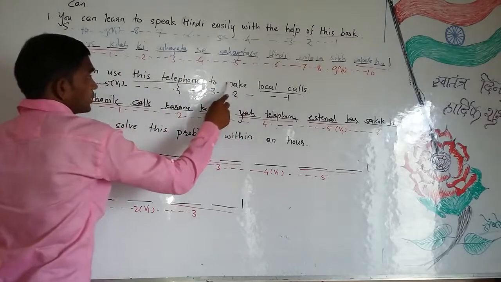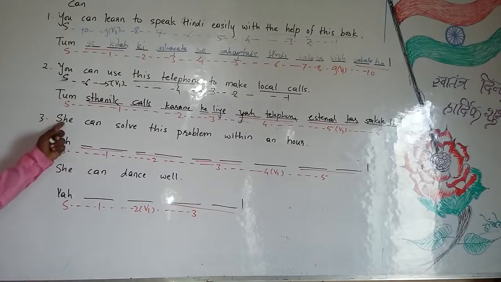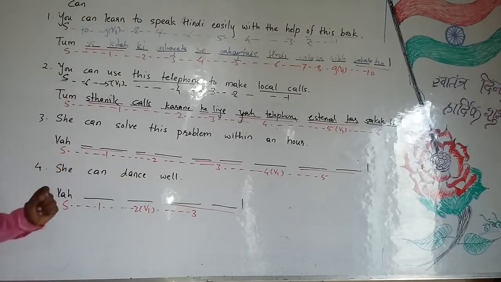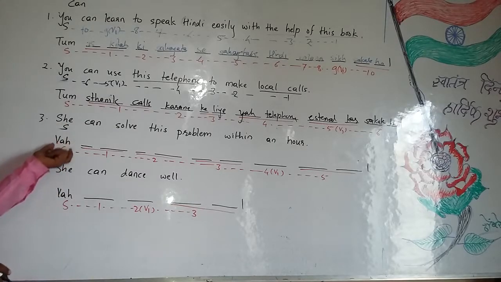The next sentence is she can solve this problem within an hour. The subject of the sentence is she. The Hindi word for she is wo.